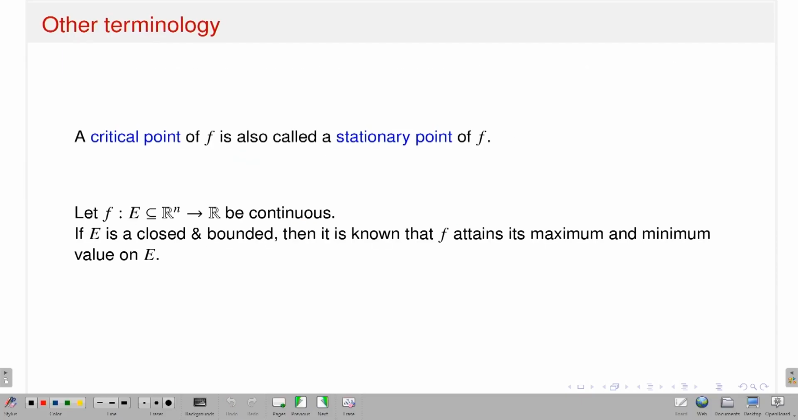Okay, so another terminology I should mention. A critical point, in some books, is called a stationary point. And that fact you know: if I have a function f, to talk about at which points my function attains its maxima and minima, before that I have to somehow ensure that maxima and minima exist. So if I have a function f from E, a subset of R^n, to R, if E is closed and bounded, that means if it is compact, then it attains a maximum and minimum value.